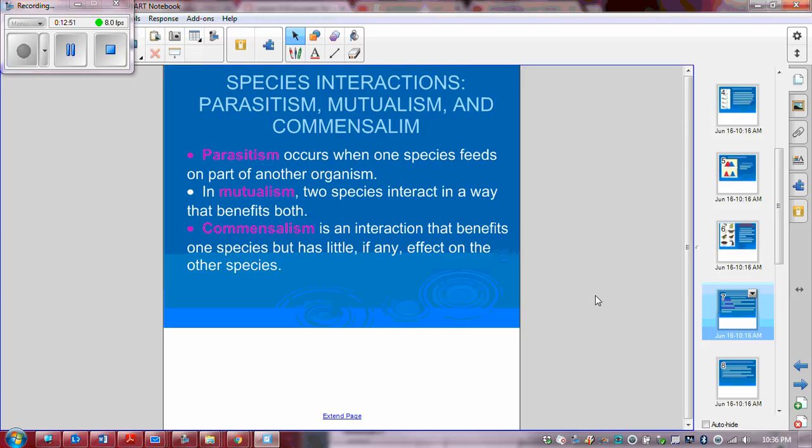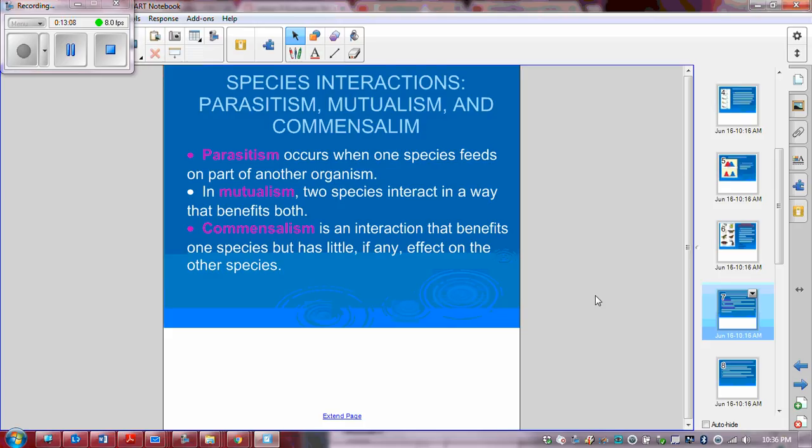So mutualism is a mutually beneficial arrangement. So something like oxpeckers and crows, which we'll show you the example of here in just a second. But this is one that it's good for everyone.